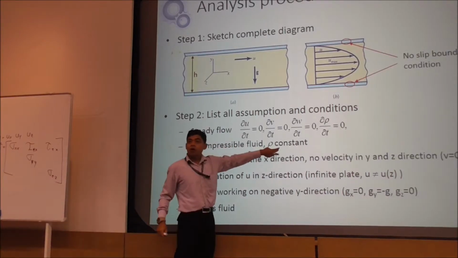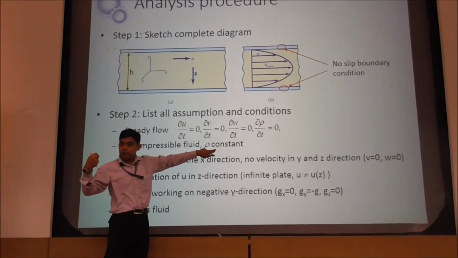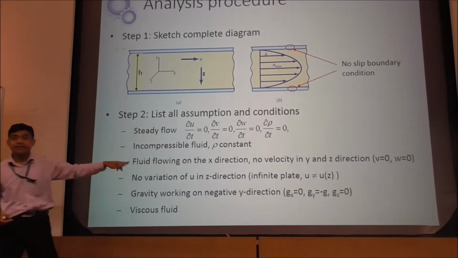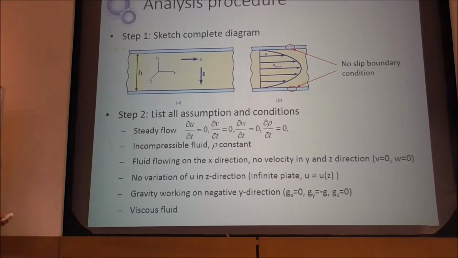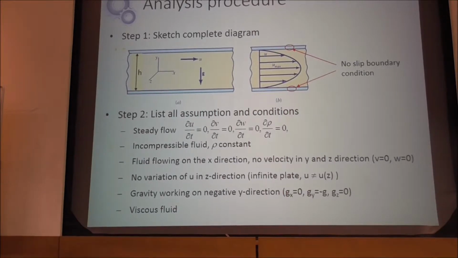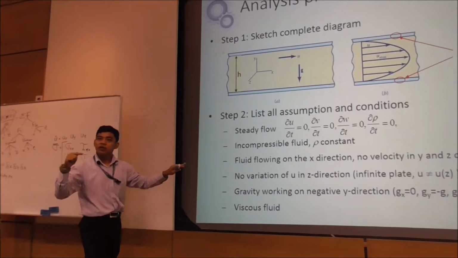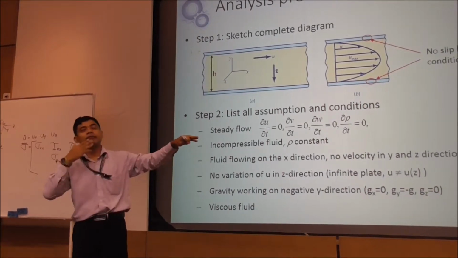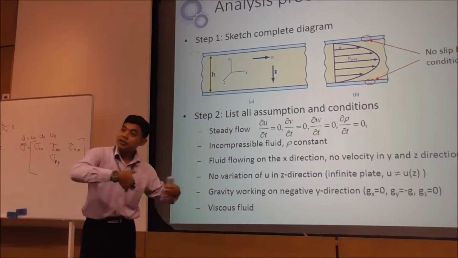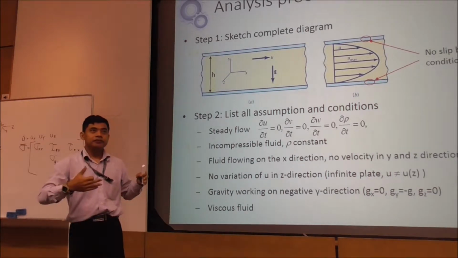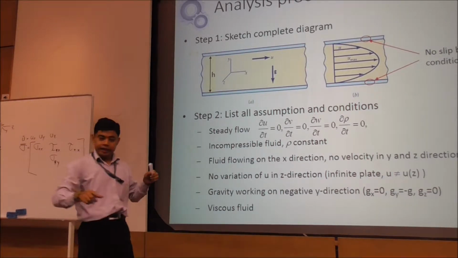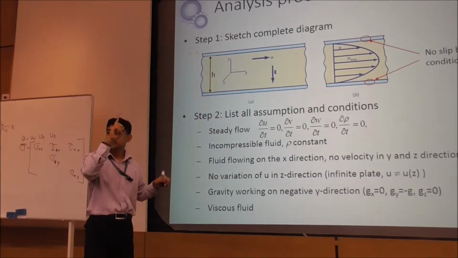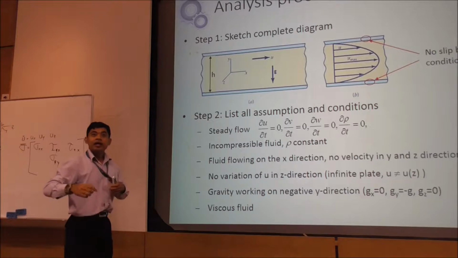Incompressible fluid, meaning rho is constant, we can take out all the rho and put it aside. Okay? Fluid flowing in the x direction, which means we are talking about that direction only. But even with that direction, you can see that the x component of velocity can have a variation in x, in y, and in z. Okay?